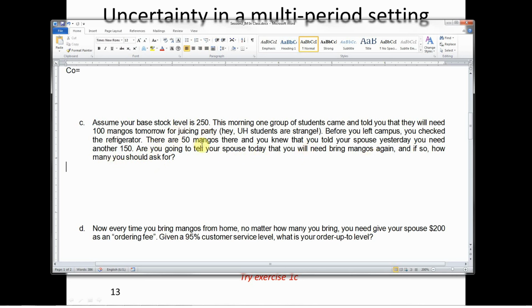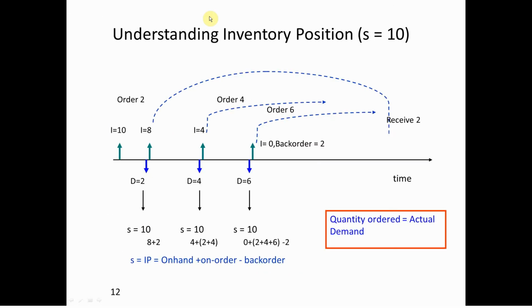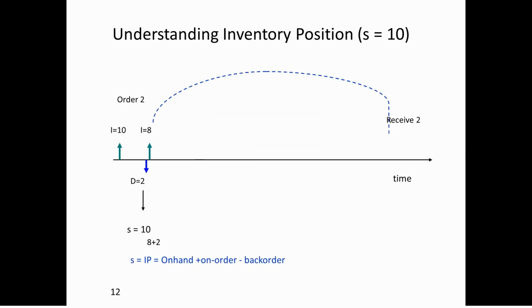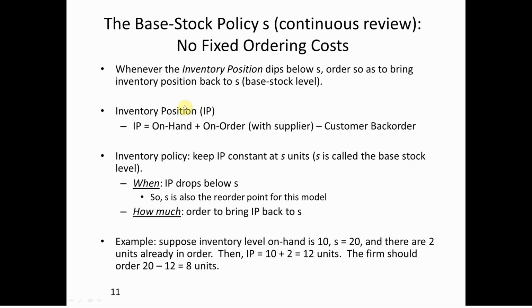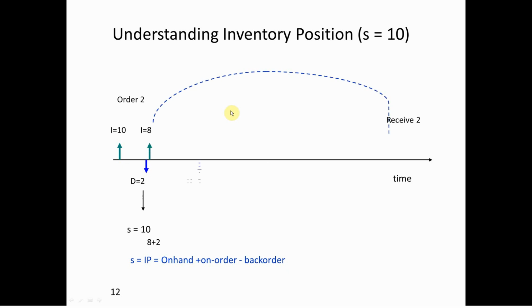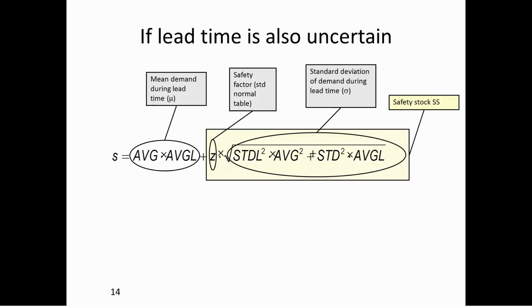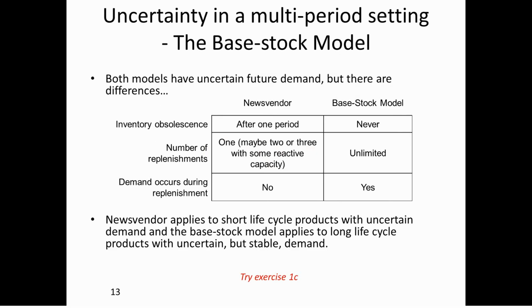So the answer is yes, and what you're going to want to do is figure out what the inventory position is. You're going to figure out the inventory position by looking at what you have on hand, what there is on order, and what might be customer back ordered, right? And then you're going to order the difference between your base stock level S and the inventory position. So that's the way to answer that one.